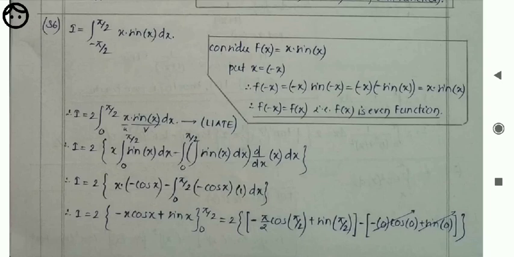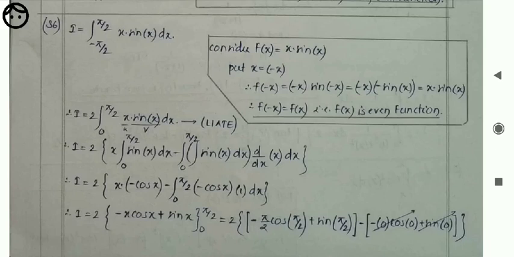Put in the formula, the formula must be by heart. What is the formula for by parts? u integration v dx minus integration of, I should say, double integration v dx times d by dx of u, that is the derivative of u, into dx. So what is u? Substitute. u is x. So x integration sin x dx minus integration, again sin x dx, derivative of the first, that is derivative of x, d by dx of x dx. Okay, let's go for the integration.